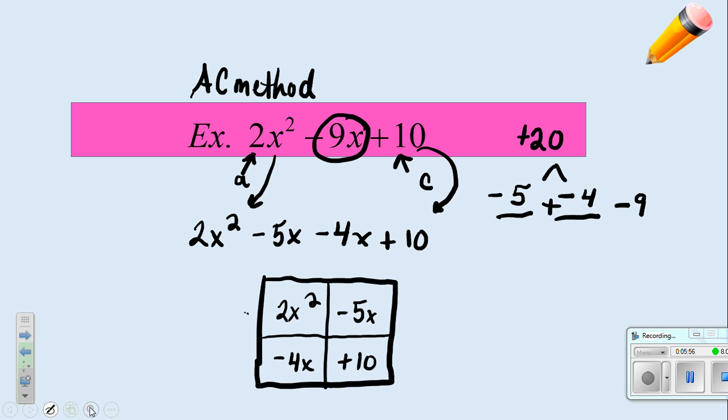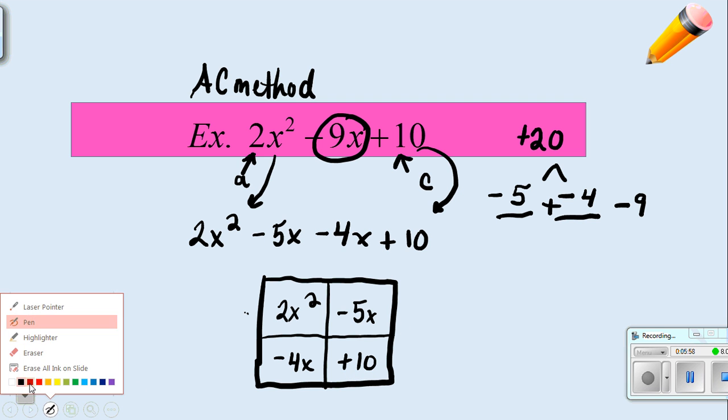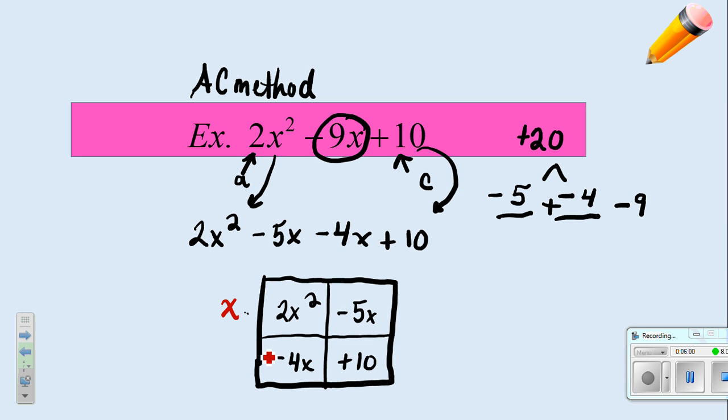Okay, what do the first two in the first row have in common? Yes, they have an x in common. What does the second row have in common? They have a negative 2. First column, they have a 2x. Second column, negative 5. x times 2x, 2x squared. x times negative 5, negative 5x. Negative 2 times 2x, negative 4x. Negative 2 times negative 5, that is a positive 10. So our two factors must be 2x minus 5 times x minus 2.